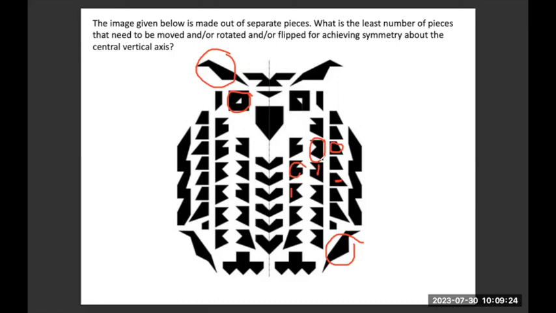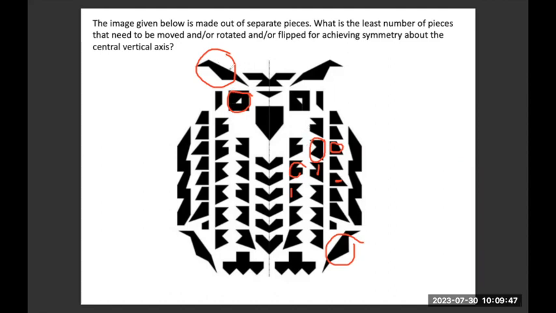Now, what I'm going to do is I will check if I move these pieces, will I get symmetry or not? Because what I observed is of all the pieces which are given, only these pieces are different. All right, 1, 2, 3, 4, 5, 6, 7, 8, and 9. Only 9 pieces are different.